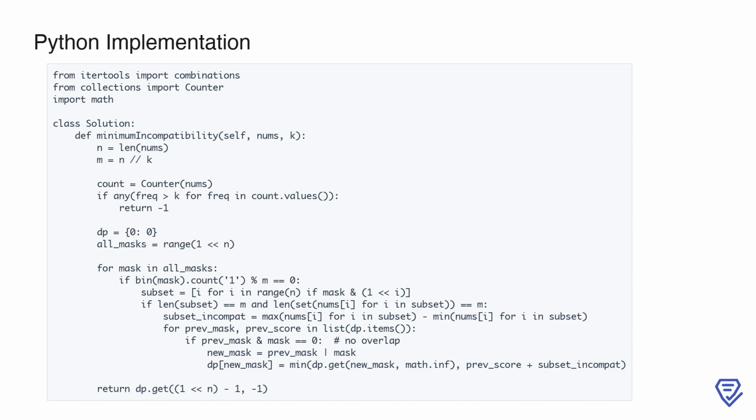5. Final result. After processing all masks, the algorithm checks dp for the final answer corresponding to a mask with all elements used. If no valid solution exists, it returns -1. This approach leverages dynamic programming and bit masking to efficiently explore all potential partitions while minimizing incompatibility. The time complexity is exponential in the worst case due to the bitmask generation but is manageable for small input sizes due to pruning and validation checks.